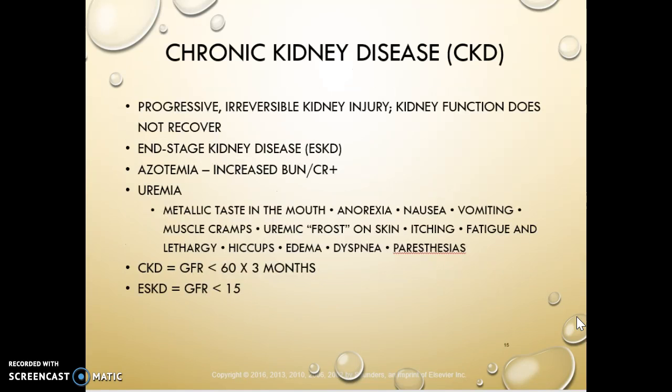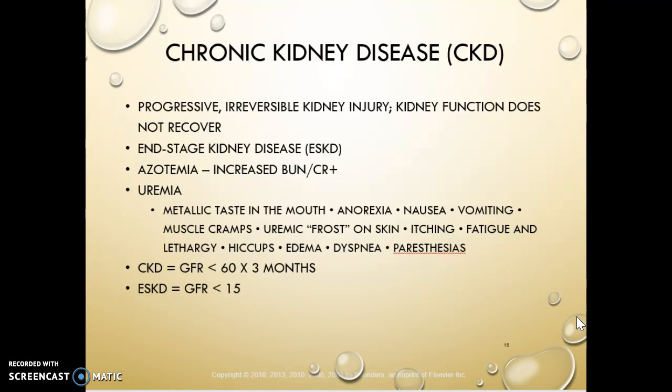So chronic kidney disease is progressive, meaning it's getting worse and worse. It's irreversible kidney injury, and the kidney will not recover. It is getting progressively worse, and there's not anything that can be done to really recover it or slow it. And then you will see in patient records end-stage kidney disease or end-stage renal disease, both of those abbreviations. So it may be ESKD or ESRD. Look for those when you're reviewing patients' charts.